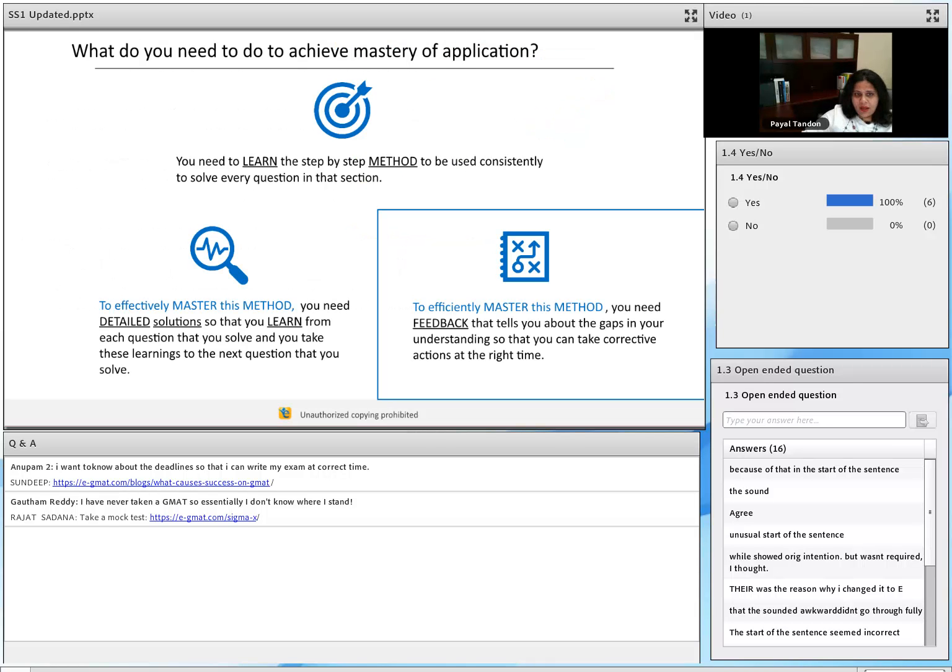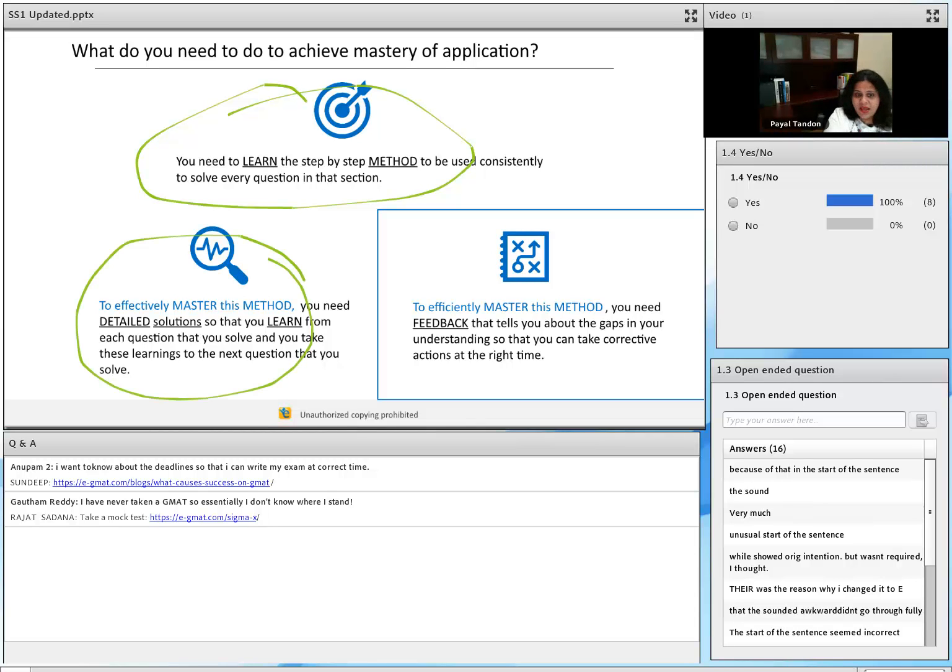Okay. Now, what I said was, we've done methods. You all understand the importance of using the right method. You all understand the importance of doing the strategic review. Now, what I'm going to tell you is, what is the importance of utilizing feedback? Why is feedback important?